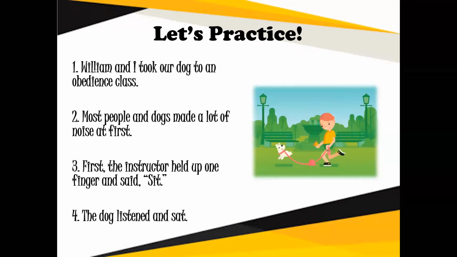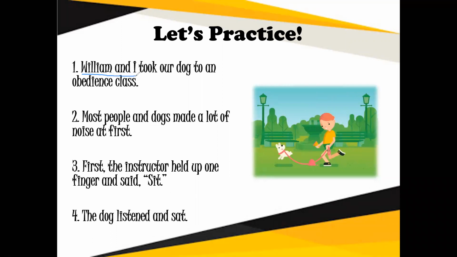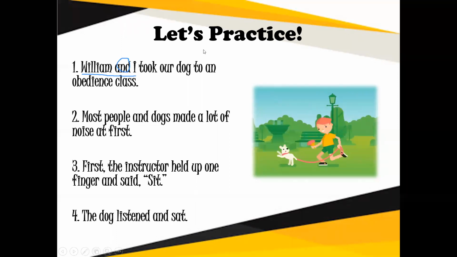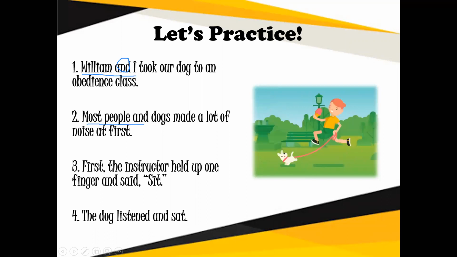So in the first sentence, you have the compound subject, "William and I." If you notice, the two subjects, William and I, are connected by the conjunction "and." We do not have a compound predicate for this sentence. In the second one, you have the compound subject, "most people and dogs," again connected by the conjunction "and." We do not have a compound predicate in this sentence.